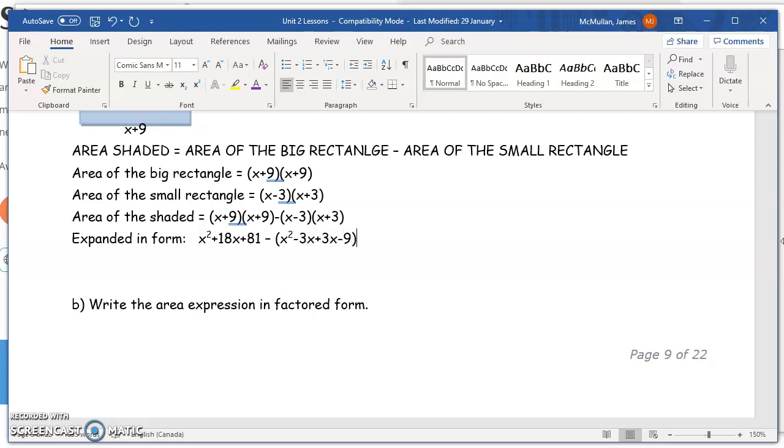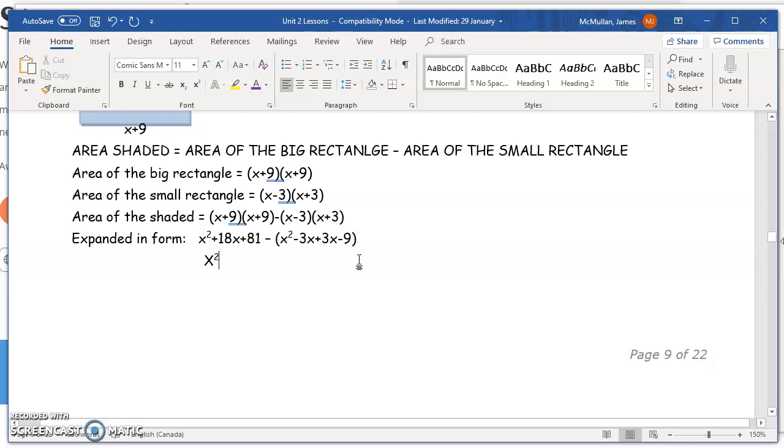So it would look something like this. The next line would look something like this. x squared plus 18x plus 81. Okay. And then let's subtract. So we'll distribute the negative. Minus x squared, minus 0x, and plus 9.